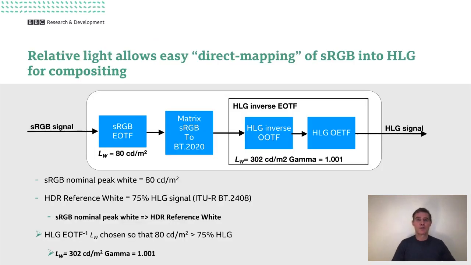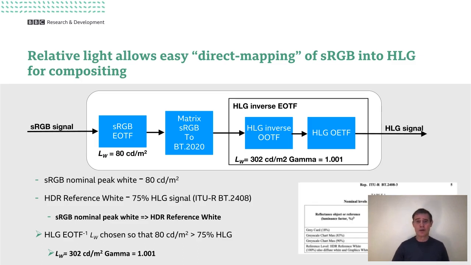So let's kick off straight away by looking at direct mapping of sRGB into HLG. And you need the processing blocks that you can see on the screen at the minute. The sRGB signal is fed into a model of the sRGB reference EOTF. Those linear display light signals then go into a standard color matrix conversion to go from the sRGB BT709 primaries to the wide color gamut BT2020 primaries. And that signal is then fed into an HLG inverse EOTF to deliver the HLG nonlinear signal.